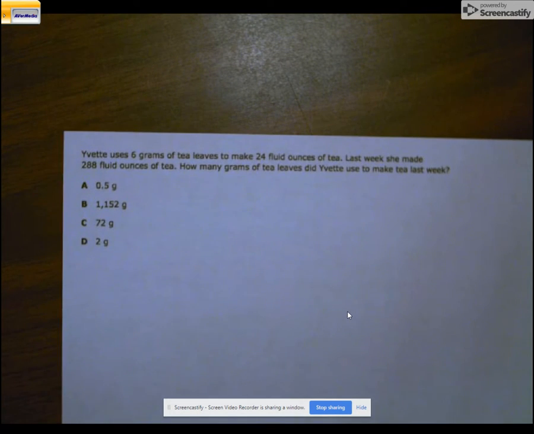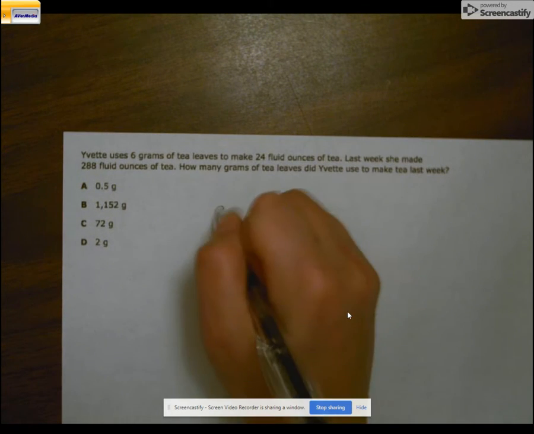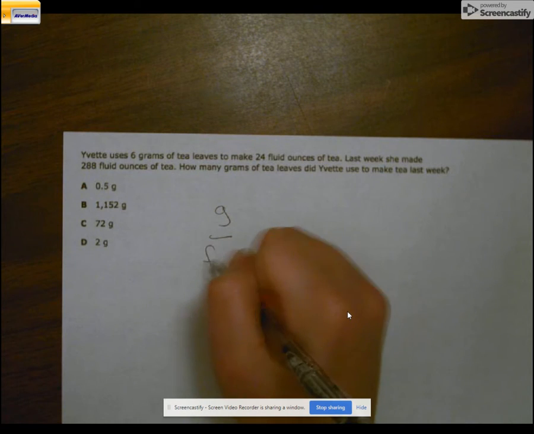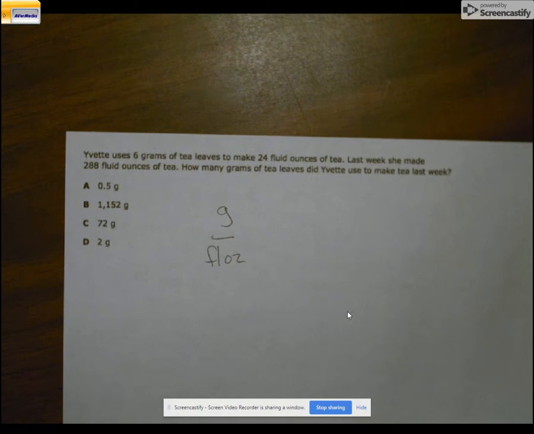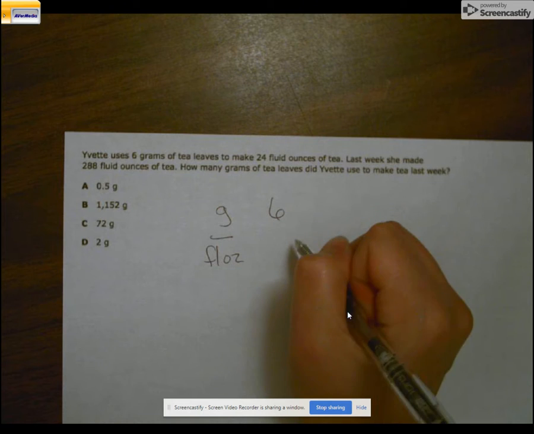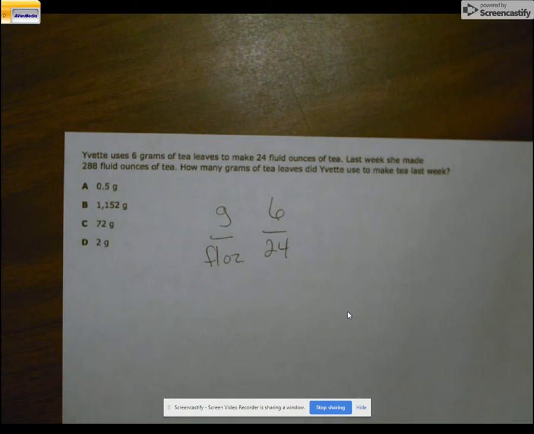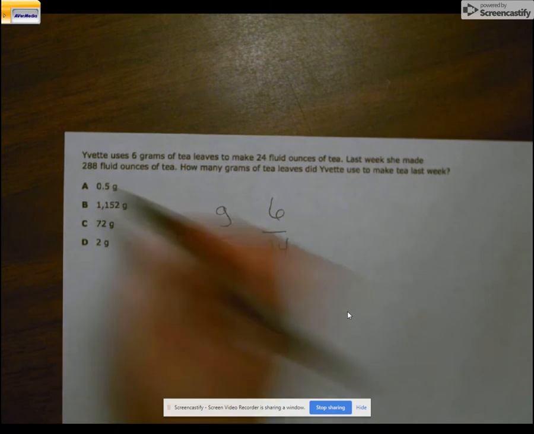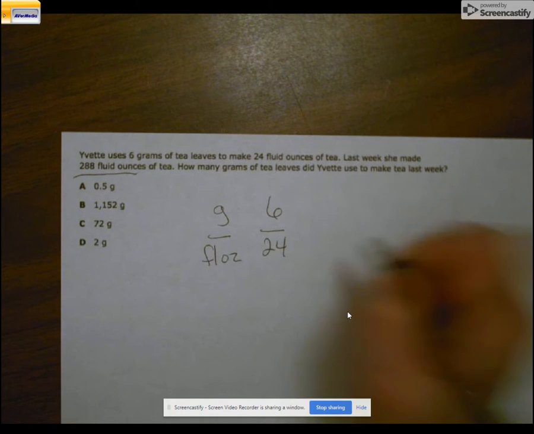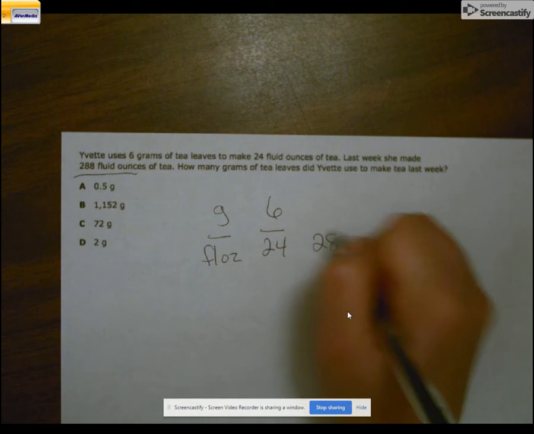All right. Yvette uses 6 grams of tea leaves to make 24 fluid ounces. So it looks like I'm dealing with grams and fluid ounces. 6 grams, 24 fluid ounces. And then I have 288 more fluid ounces, which would go down here on the bottom.